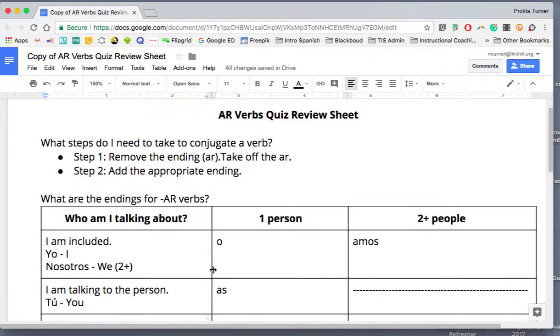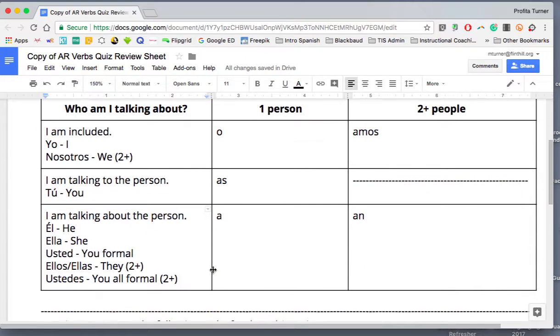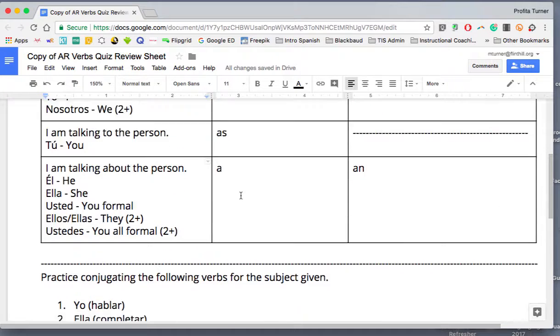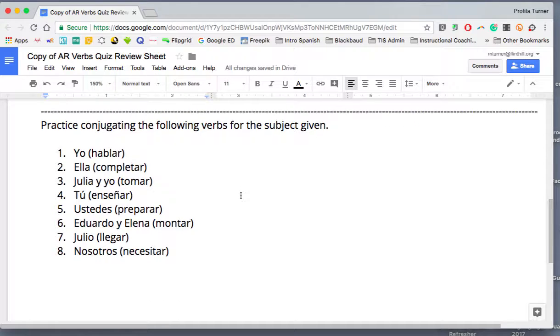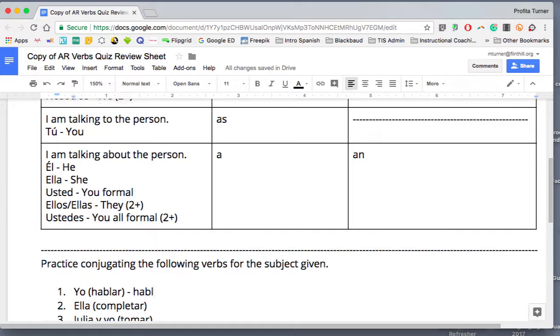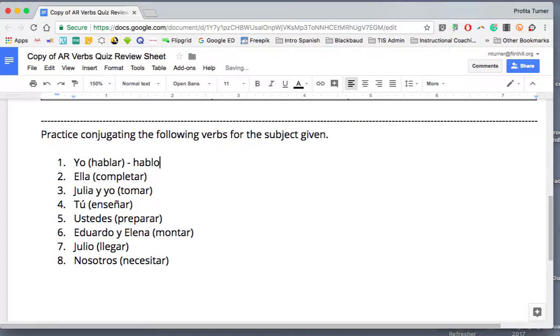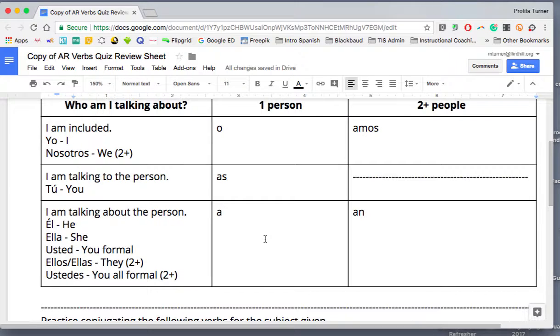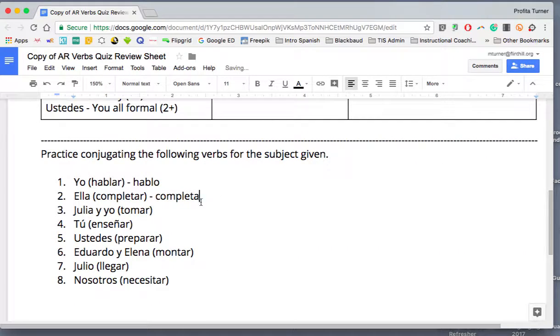So this top part right here is what you'll be able to fill in on the quiz to help you. So then if you're on the quiz and you see you have yo, then you know the ending would be o. So let's run through and practice conjugating some of these verbs. So for hablar, if it's in the yo form, we know I have to take off the AR, which leaves me with habl, and then I would add my ending, which if I go back up here and check, would be o, hablo. So for the next one, completar, I take off the AR, that leaves me with complete. I look at my chart, it's ella, so the ending would be a, completa.